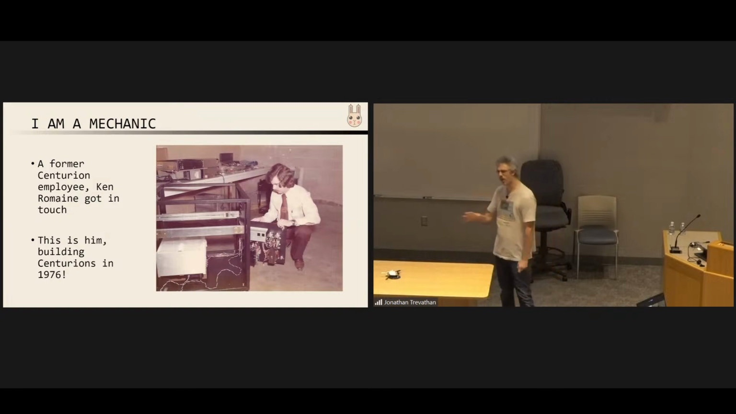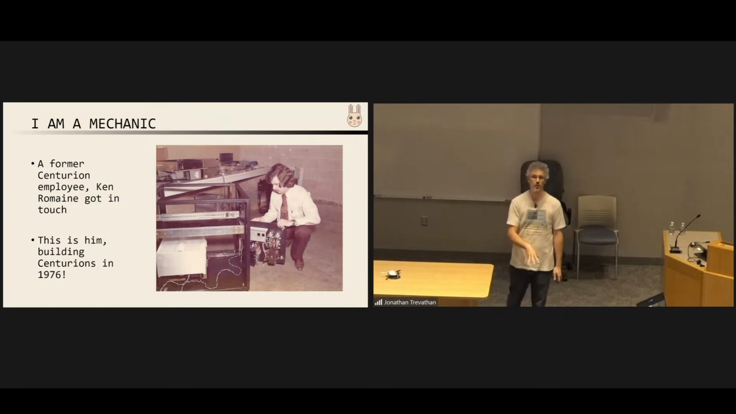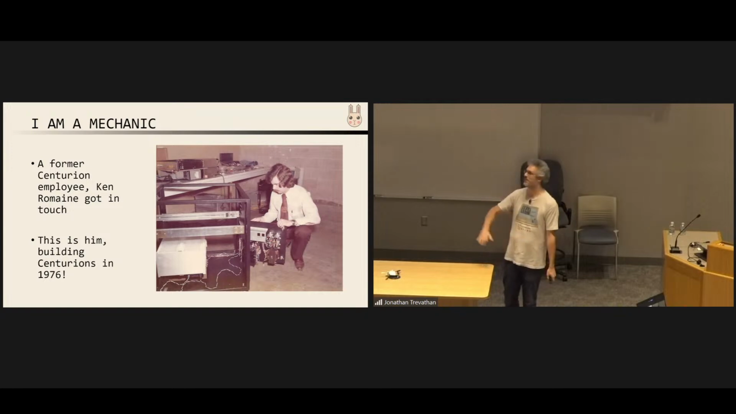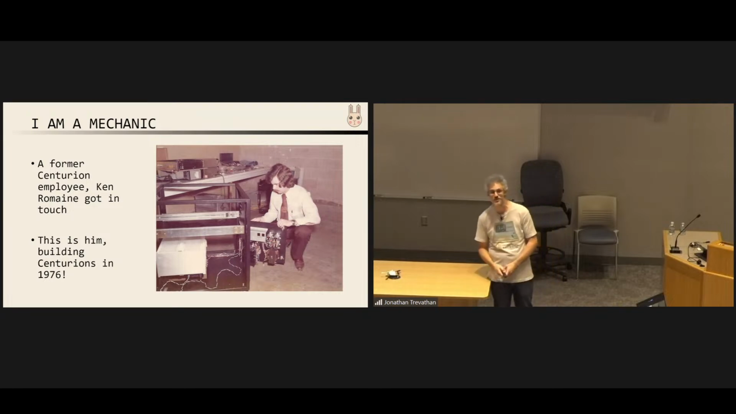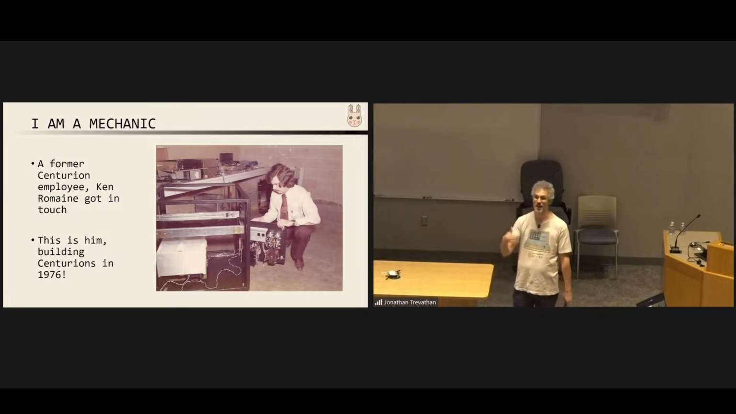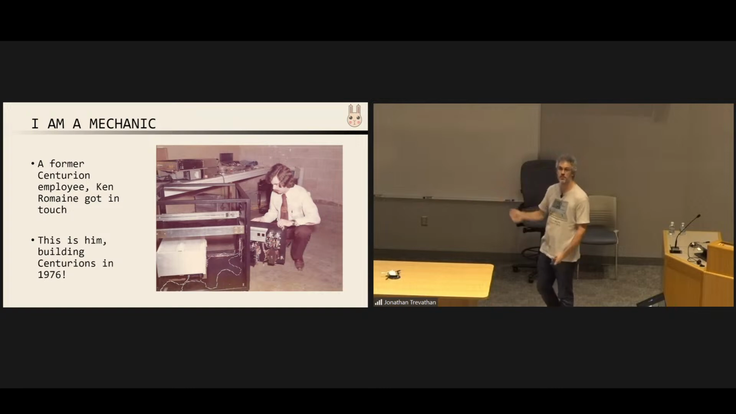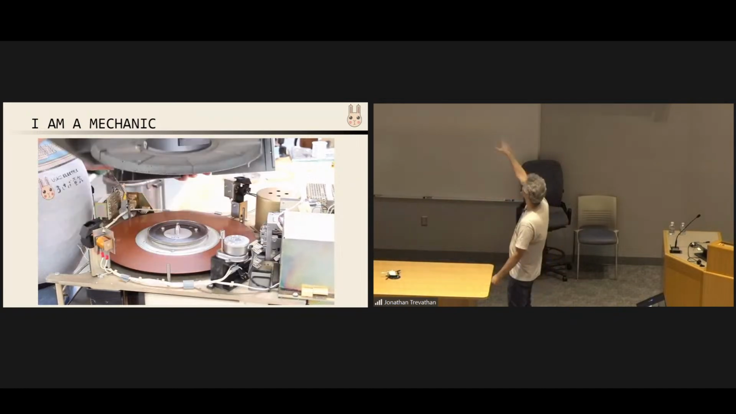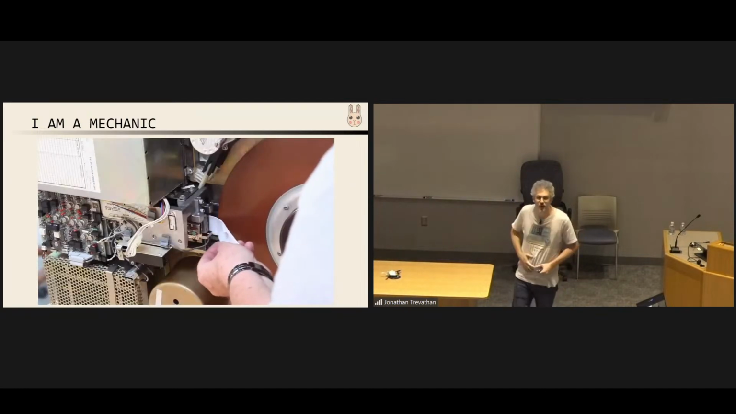And while I'm in the middle of that, a former employee that used to work at Centurion Computers, Centurion turns out was a local company in Richardson, Texas. And this is him. This is the dude. This is Ken Romain. He reached out and got in touch with me. And this is him building Centurion mini computers in the mid 1970s at Centurion headquarters. This is his picture he sent to me, which I thought was really awesome. So he reached out, and we started getting to work. You can see that that's him. He's put on a little bit in the midsection.